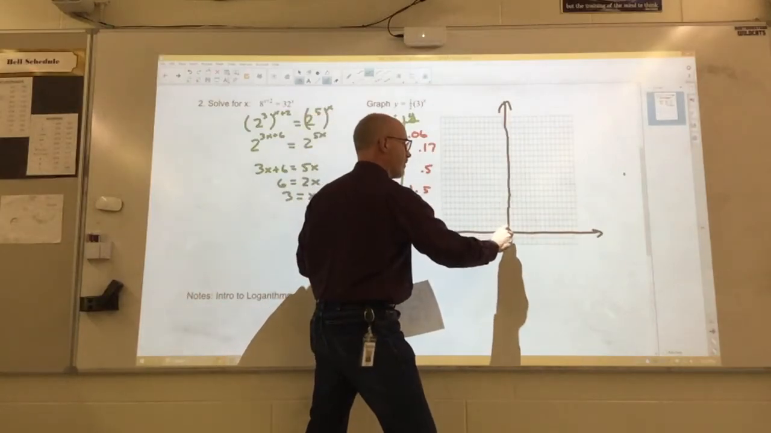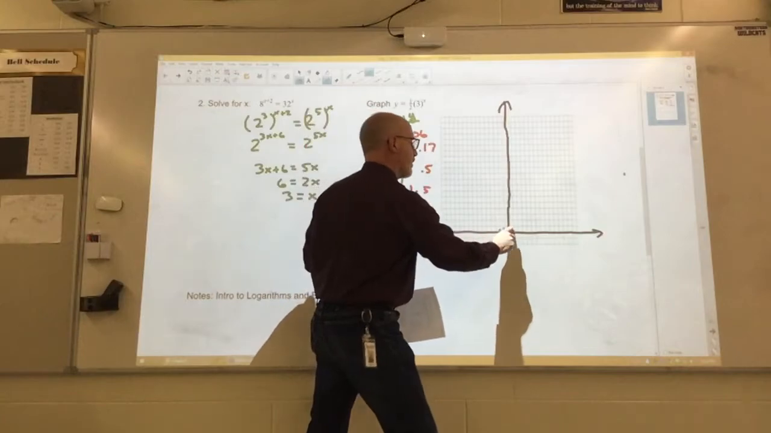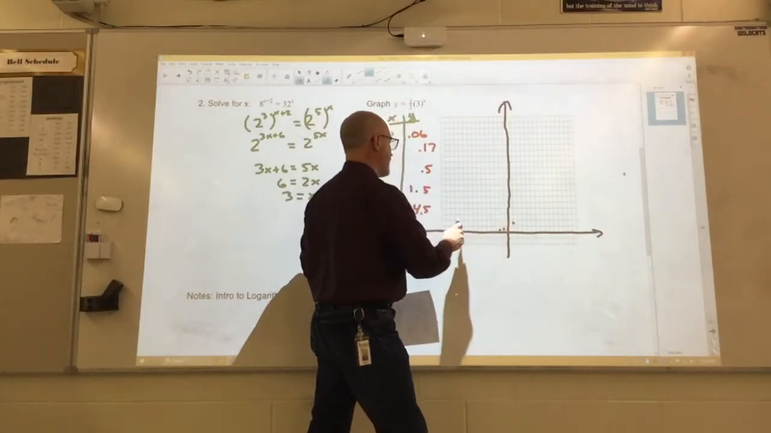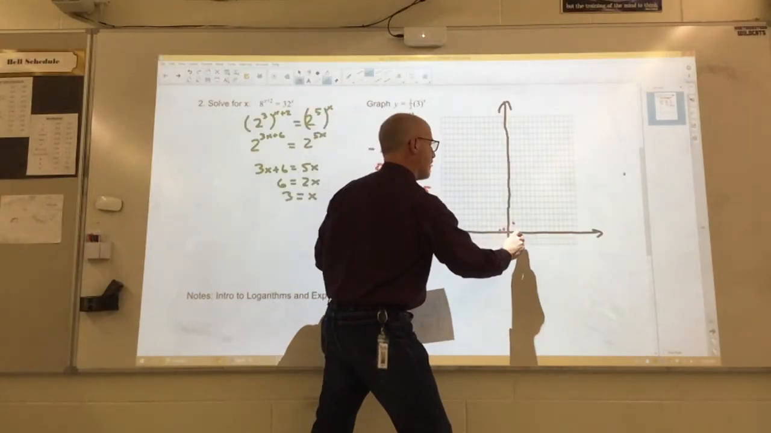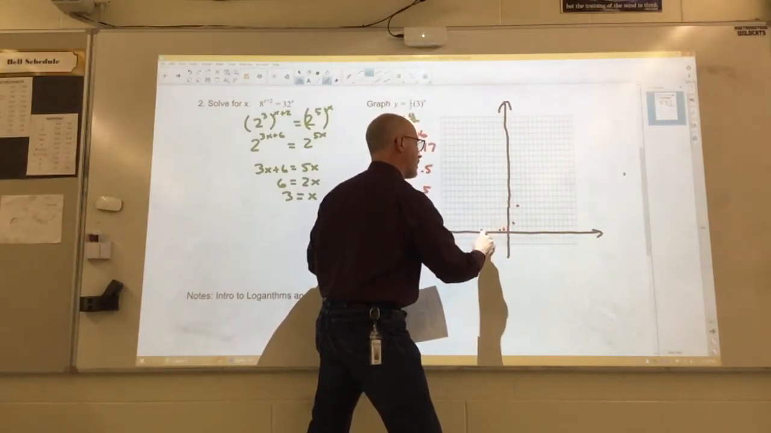Negative 1, I go up to 0.17, which is very close still. At 0, I go to 0.5. And then at 1, I go to 1.5. And then at 2, I go to 4.5. So up 1, 2, 3, 4.5. Draw my graph.